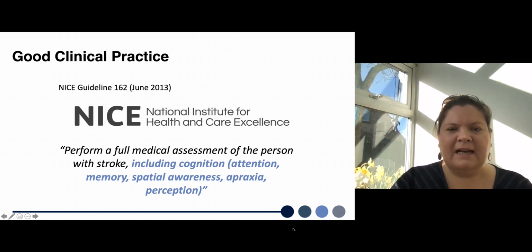This is a nice guideline from the UK, which is our National Institute for Health and Care Excellence, where it was stated already quite early on to specifically note that you should include cognition in your assessment of the person who's just had a stroke. And that includes quite explicitly separate domains. So please look at attention, memory, spatial awareness, apraxia, and perception.